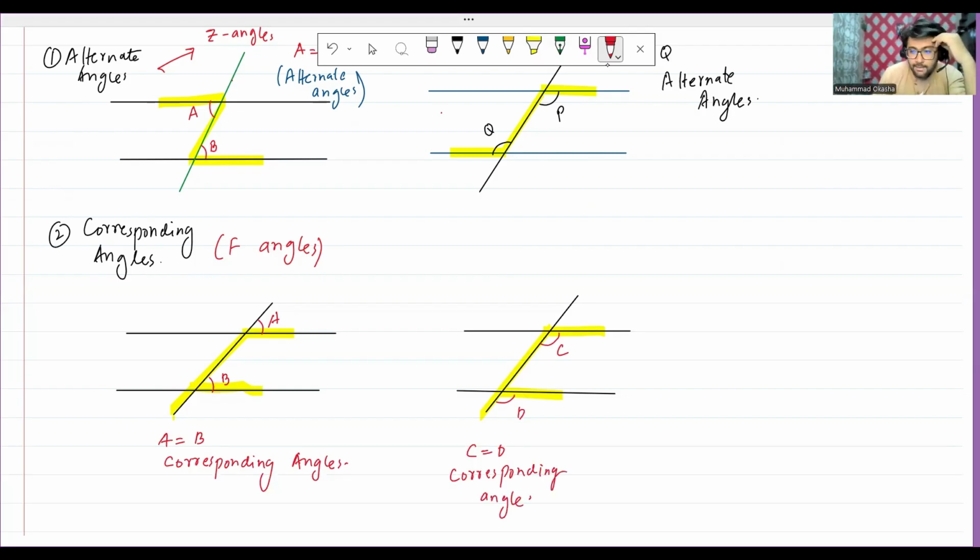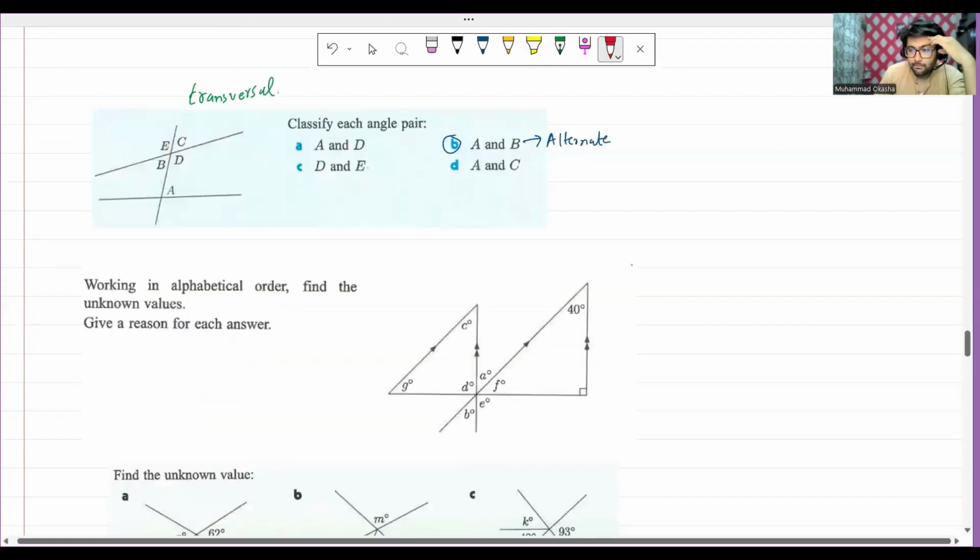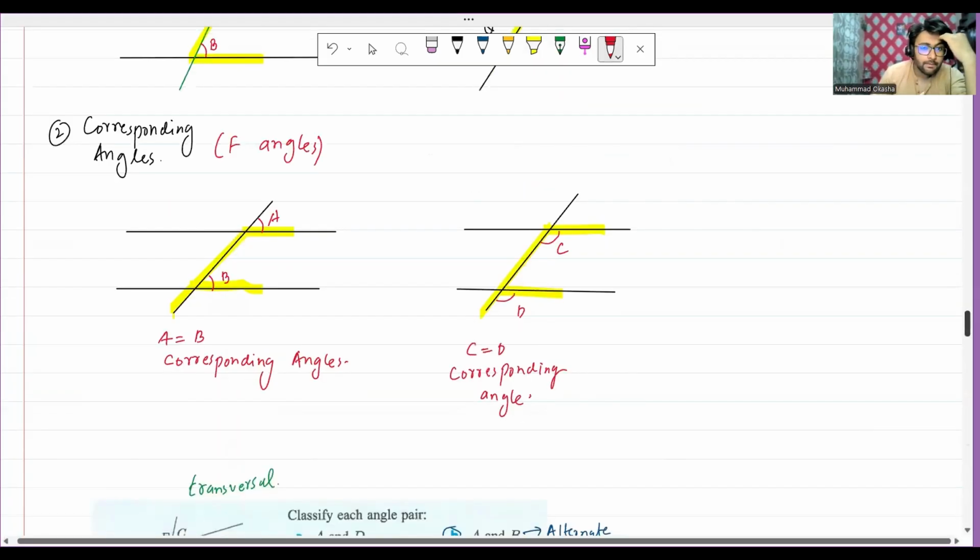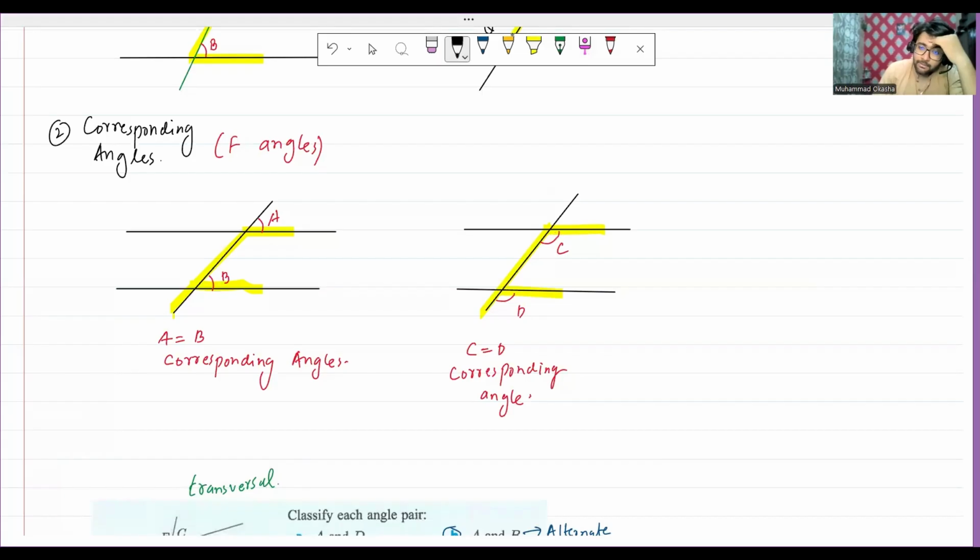Whenever you're analyzing angles, make sure they look equal. They look like they have the same level of opening. They both have the same level of opening, so they're definitely corresponding angles, right? I'll give you another example.